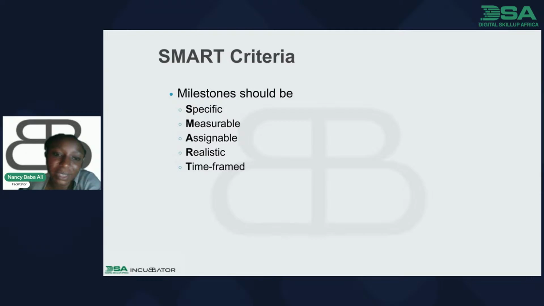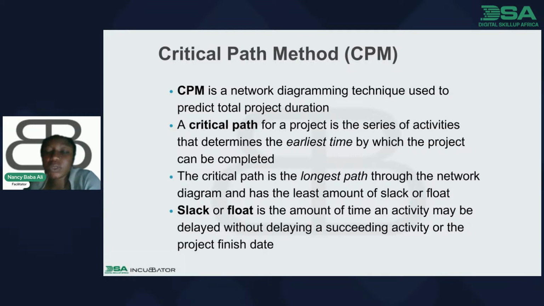Thank you, Yemisi. So we have CPM, which is the critical path method. CPM is a network diagramming technique used to predict total project duration. A critical path for a project is the series of activities that determine the earliest time by which the project can be completed. The critical path is the longest path through the network diagram and has the least amount of slack or float. Slack or float is the amount of time an activity may be delayed without delaying a succeeding activity or the project finish date.